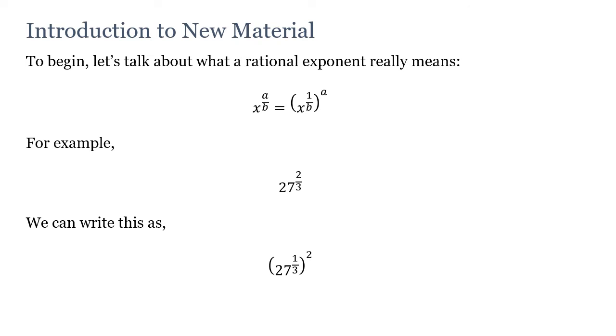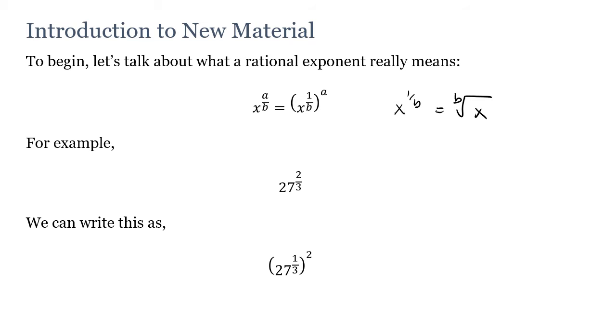All right, to begin, let's talk about what a rational exponent really means. So x to the a over b, we can actually rewrite that as x to the 1 over b, all of that to the a power. And remember that x to the 1 over b is the same thing as the bth root of x. So in other words, we do the root first, and then we raise whatever our result is to the a power.